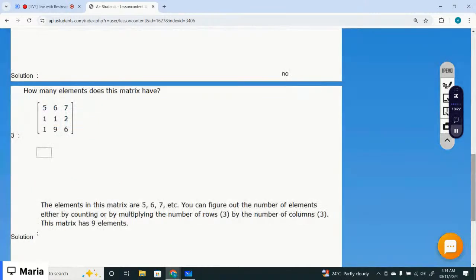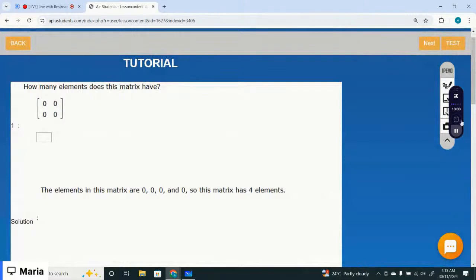How many elements does this matrix have? This matrix has three rows and three columns. So 3 times 3 is 9. The matrix has 9 elements. Let's just start with the test questions.